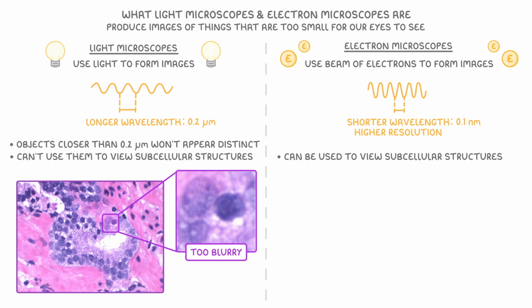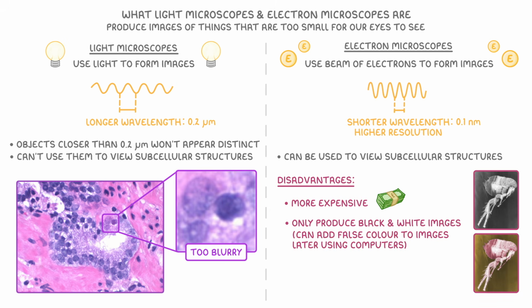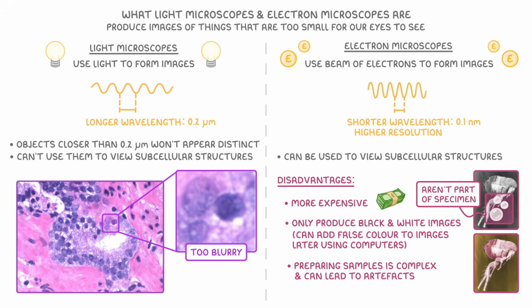However, just like light microscopes, there are some disadvantages to electron microscopes too. They're more expensive, and they can only produce black and white images, although we can add false color to these images later using computers. Another thing to keep in mind is that preparing samples is quite complex for electron microscopes, and it can lead to artifacts, which are things like bubbles or fingerprints that show up in the image but aren't actually part of the specimen.